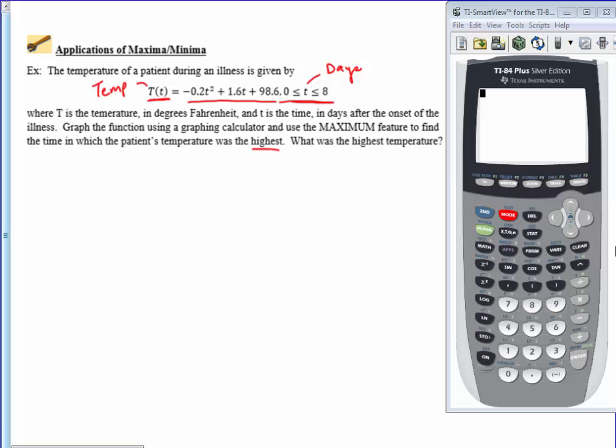So the first thing we want to do on this one is figure out how we want to enter the function in our calculator. The calculator in the y equals menu only accepts a variable of x. So we want to rewrite our function so y1 would equal negative 0.2, and instead of saying t squared, we would want to write x squared. And then plus 1.6x, and then plus 98.6. Notice that the 98.6 is the y-intercept of the function, and also notice that from what we know about science, 98.6 is normal body temperature.